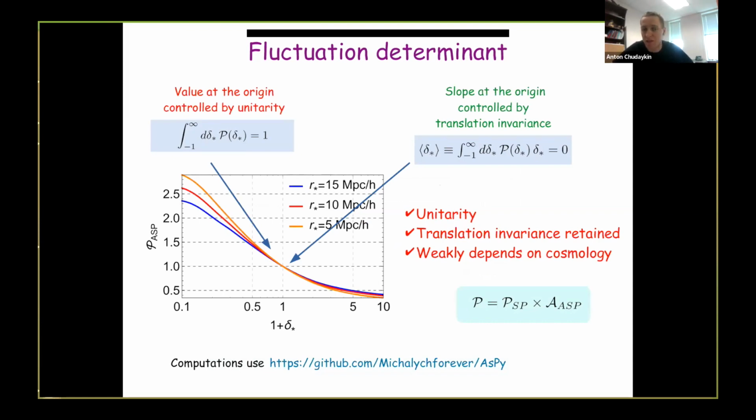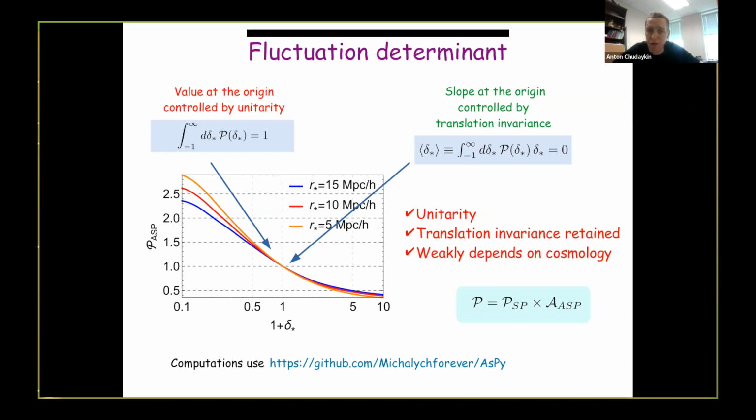Let me present the results for the numerical calculation of the fluctuation determinant for different cell radii. On the left-hand side, you can see these plots for three different cell radii. It's worth mentioning that the amplitude of the aspherical prefactor and the tilt at the origin are controlled by symmetries, specifically by the conservation of probability and translation invariance. It also depends only weakly on cosmology, which is very practical because you can calculate it only once, and there's no need to calculate it, for example, at each step of the MCMC approach in real data analysis.